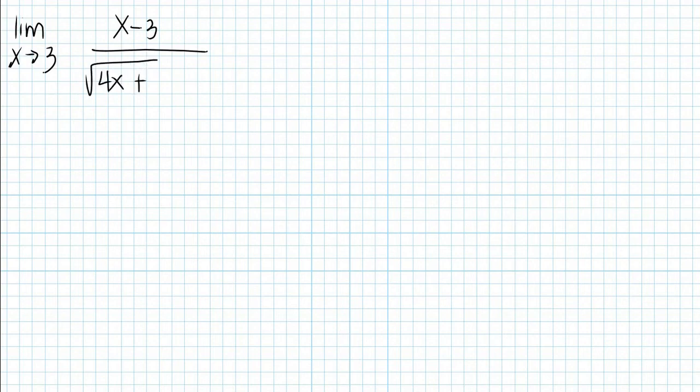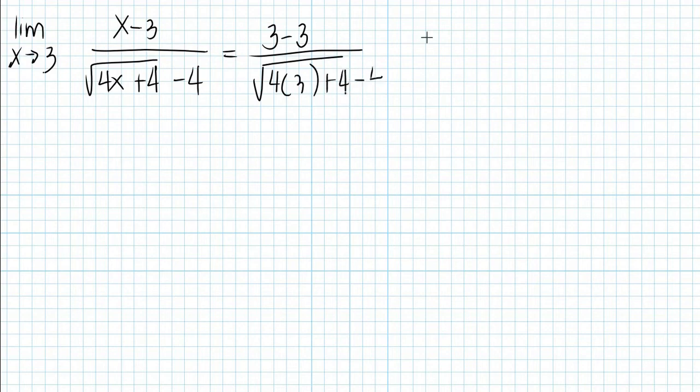Okay, so let's try another example. Let's try the limit as x approaches 3 of x minus 3 over square root of 4x plus 4 minus 4. So when we see something like this, the first thing is that we have to substitute by the given value. And if we try to do that, this will give us an output which is equal to 0 over 0, and that is not possible because that's undefined.